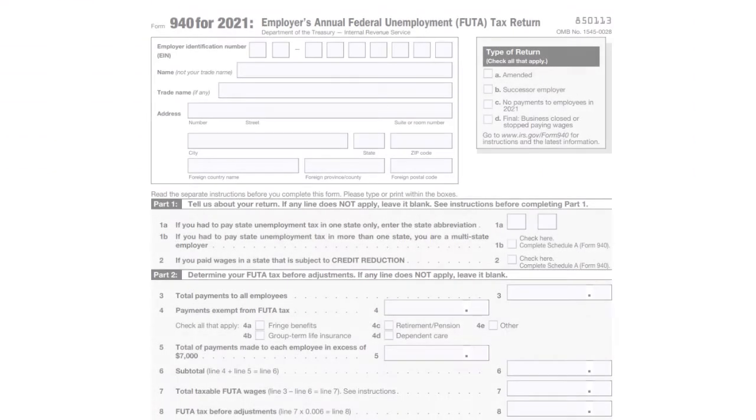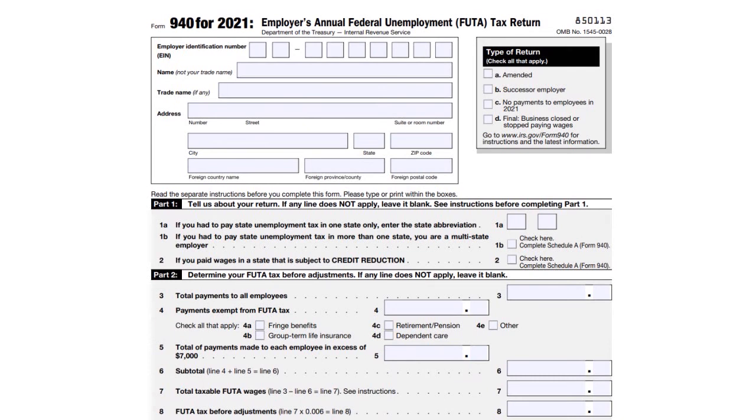Look on the screen. So you have your EIN, your employer identification number, and your name. You want to put your trade name, your business sector, and your company's address. On part 1, you want to tell the IRS more about your return. On part 2, you need to determine your FUTA tax before adjustments. So here you have to put total payments to all your employees. On line 3, payments that are exempt from FUTA tax. That's what I said before. On line 4, you want to check whatever applies on that form.